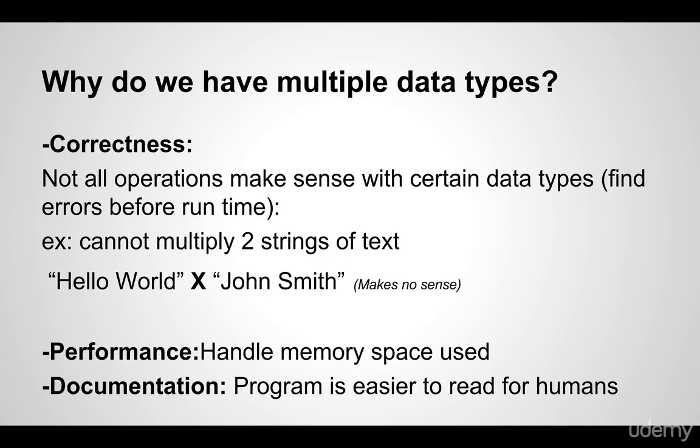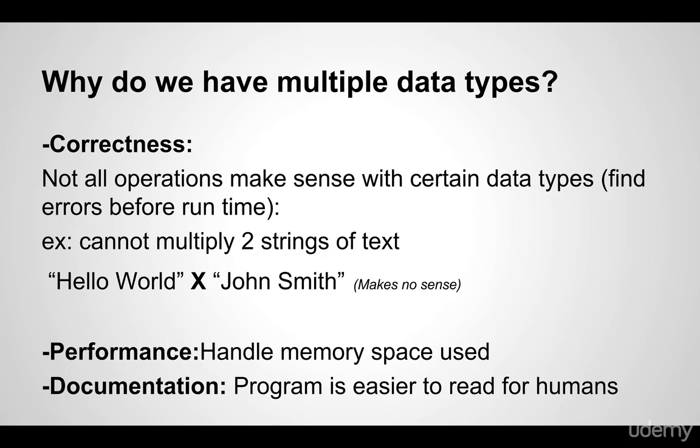Another reason is performance. It's a lot easier to handle memory space, in the sense that if you know you're using numbers and those numbers are of a certain size, in memory they're going to take less space, and it's going to be a lot faster. So that's performance. If you know what type you're dealing with, then your program will run faster.